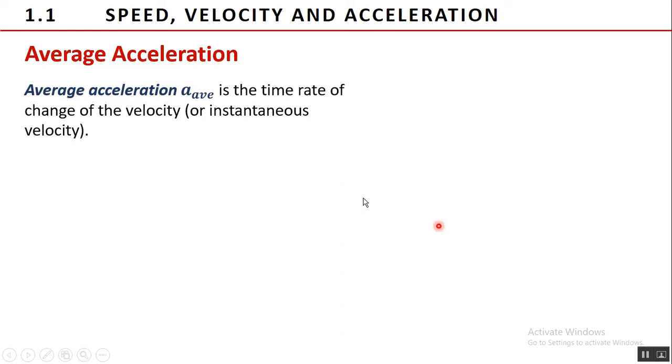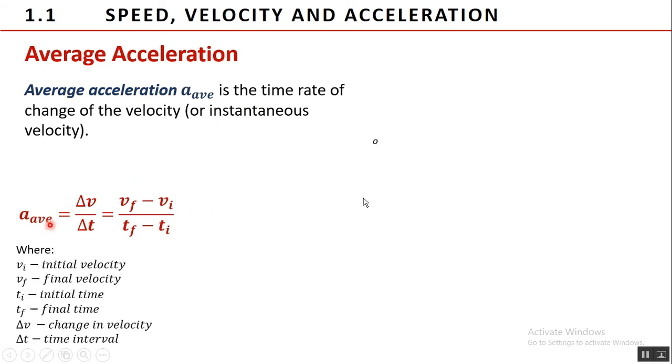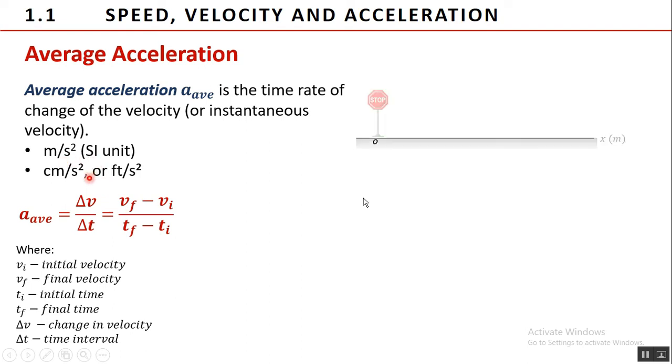Average acceleration, denoted by a sub av, is the time rate of change of the velocity, or instantaneous velocity. Mathematically, it is expressed as change in velocity delta v over time interval delta t. That is also final velocity v sub f minus initial velocity v sub i divided by the final time t sub f minus initial time t sub i. The SI unit of acceleration is meters per second squared. It can also be expressed, in other unit systems, as centimeter per second squared or feet per second squared.